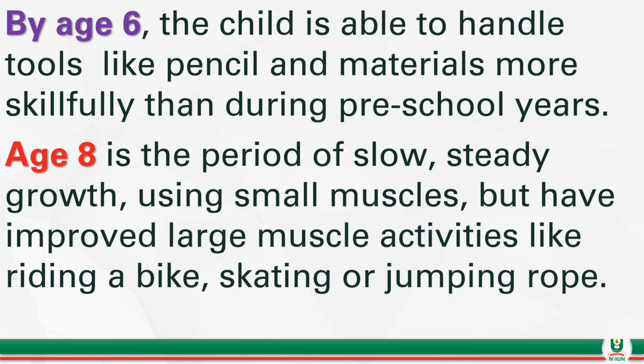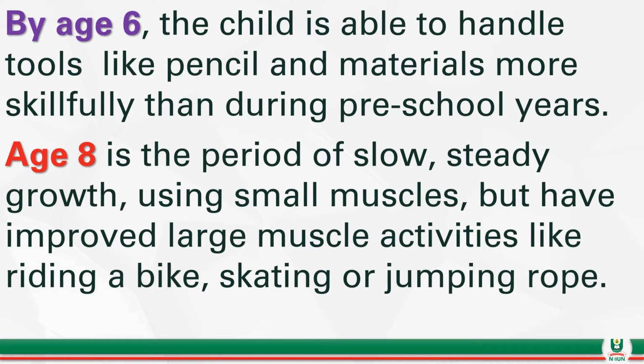And by age 6, the child is able to handle tools like pencils and materials more skillfully than during ages 3, 4, 5. At 6, the child has perfected the handling of some tools like a pencil, and carrying a school bag by himself, and so on. By age 8, this period is also slowed down. The growth is steady. Usually small muscles also. The child takes part in some activity using small muscles. Then it has improved large muscle activities.